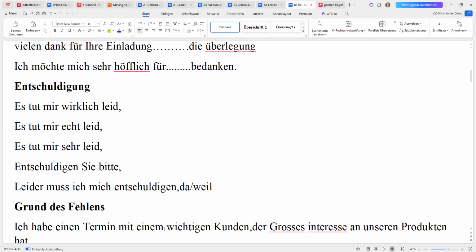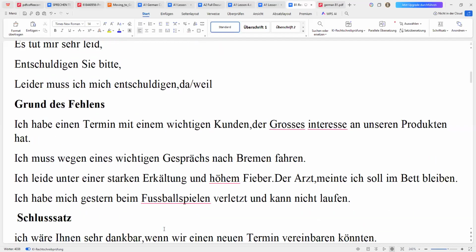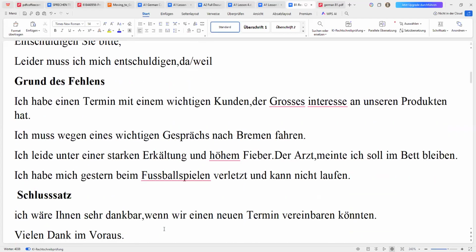Then you must state the Grund des Fehlens. Sometimes you missed a meeting, and you've been told to give a reason. Those are some of the examples of what can be needed in the Teil 3 of Schreiben of B1. The Grund des Fehlens, you can pick some reasons and just come up with a reason.